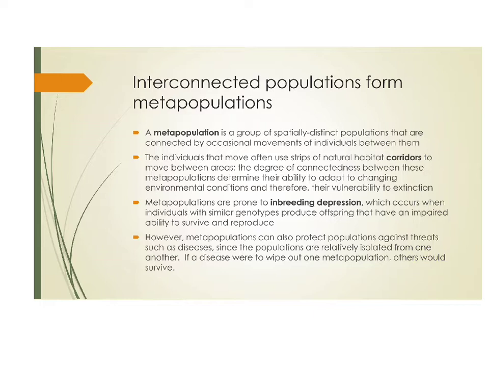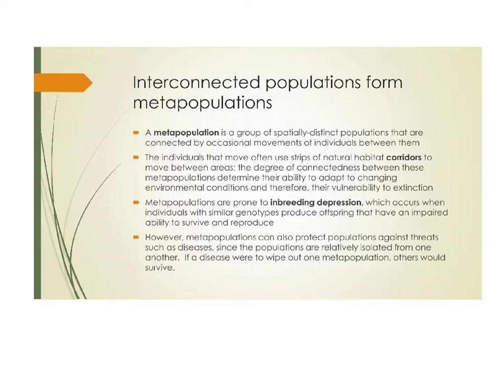Interconnected populations form what we call metapopulations, and this is probably a new term for you. A metapopulation is a group of spatially distinct populations, meaning that they're actually separated in some way, that are connected by occasional movements of individuals between them, which keeps up their genetic diversity. The individuals that move often use strips of natural habitat that we call habitat corridors to move between these metapopulations.